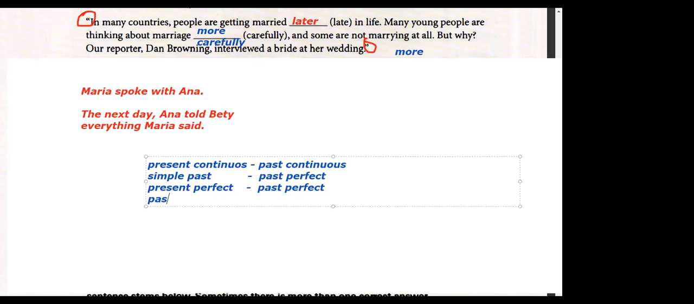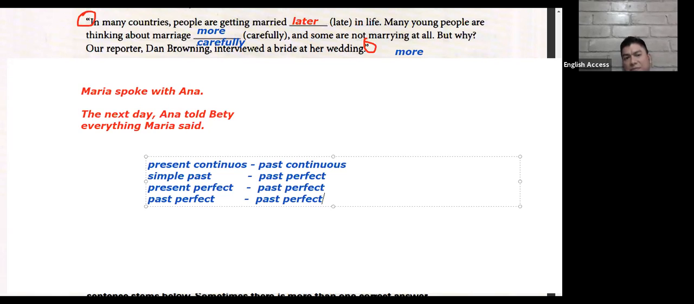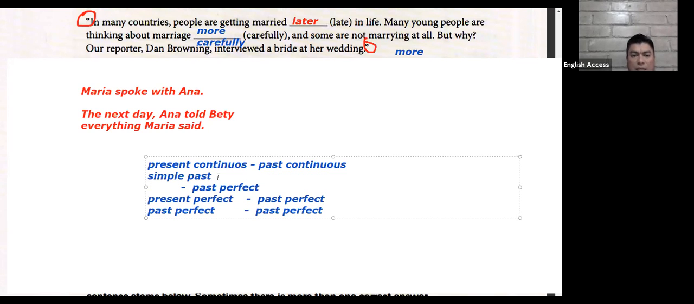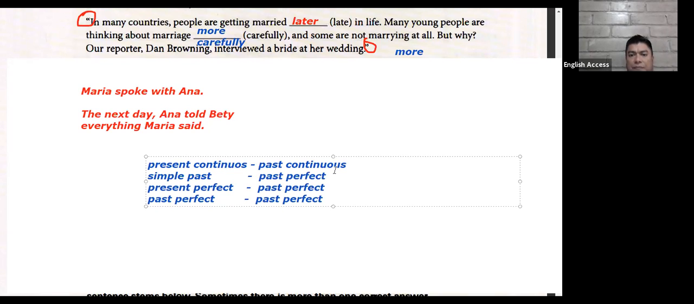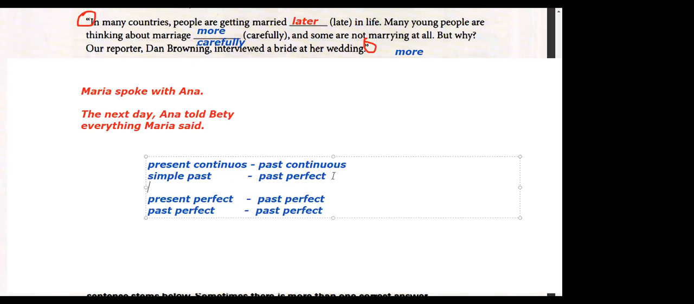Okay. And if you have past perfect? If I get past perfect, give me a second. So simple past is for past perfect. If you have, for example, simple, not like that. Past perfect. We go to past perfect. Okay.